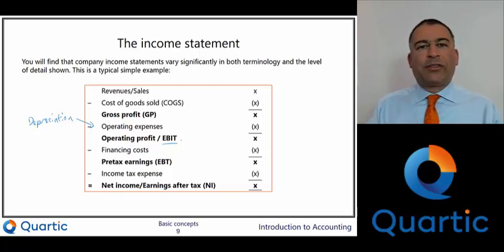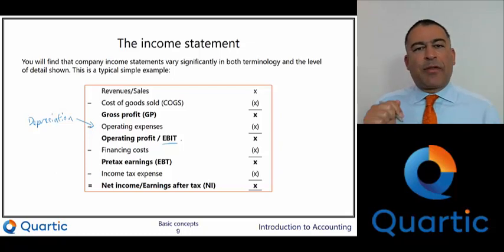You've got all the costs of running the business in there. What you haven't got are the corporate costs. Now, what I mean by the corporate costs, you can see here, financing costs, which means interest, and tax. That's to do with the structure of the company. So that's the legal side, if you like. So down to EBIT, we've got the operations, all the functioning of the business.